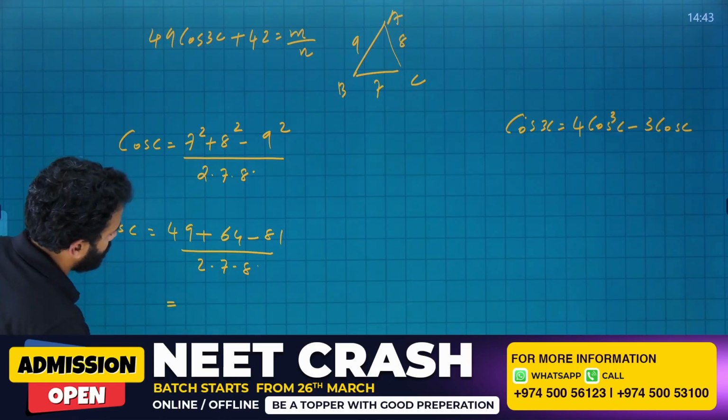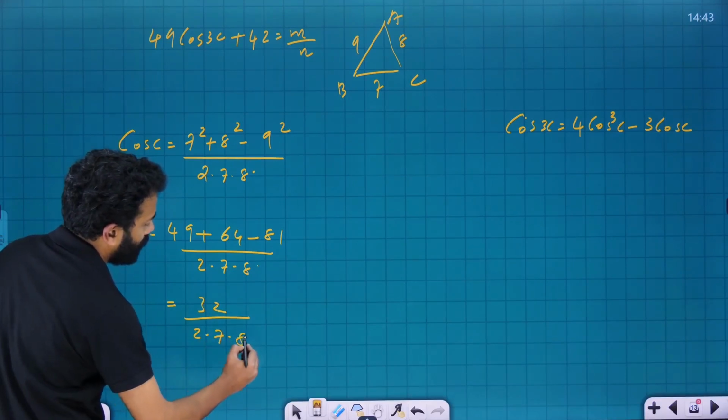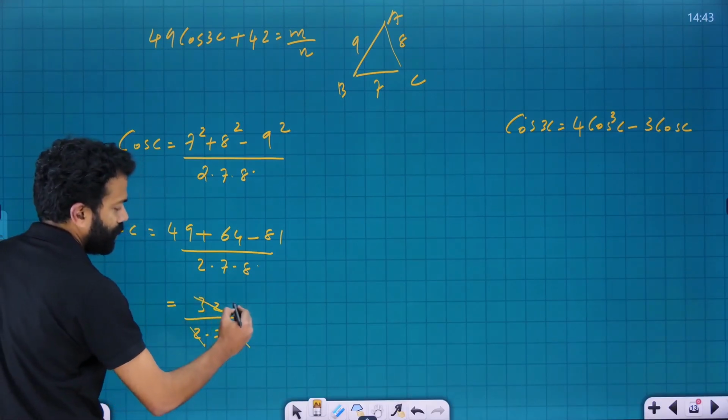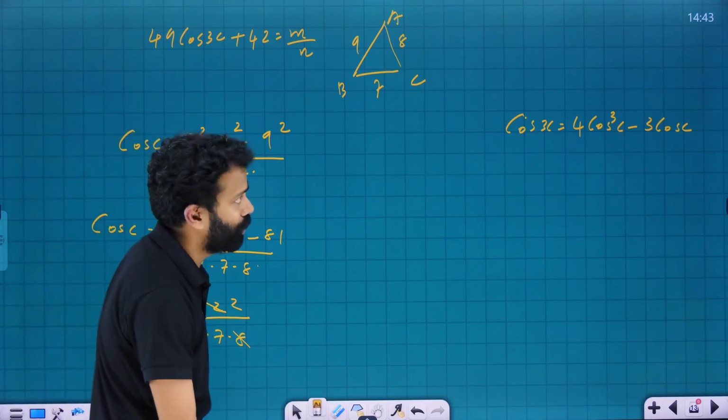49 minus 17, I think it's 32. Okay, that is 32 divided by 2 into 7 into 8. 8 into 16, this will be 2. Therefore, what is cos c? Cos c is 2 by 7.